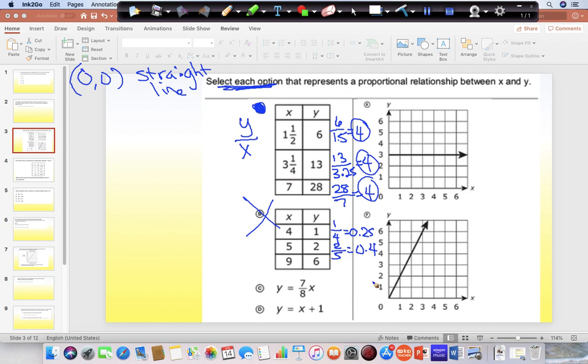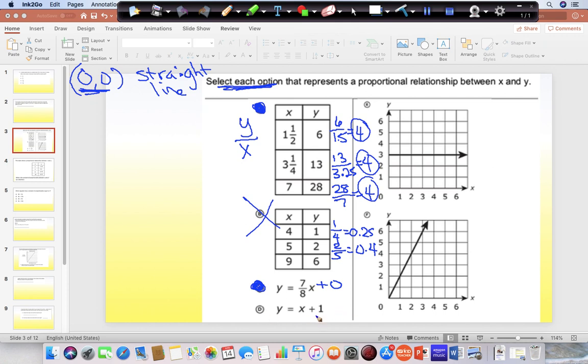Okay, the next one does not have plus anything. It does not have a number out here after our x. So this is correct. C is going to be correct because 7/8 is our slope, and if we have nothing else, if we're adding 0 to this, that means that's our y-intercept, and it crosses through 0 on the y-axis, which means it's going to cross at 0, 0.